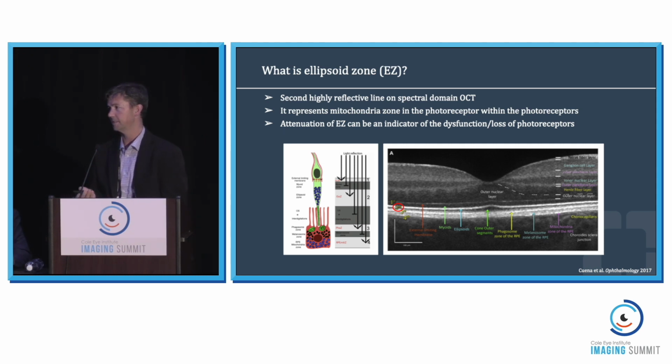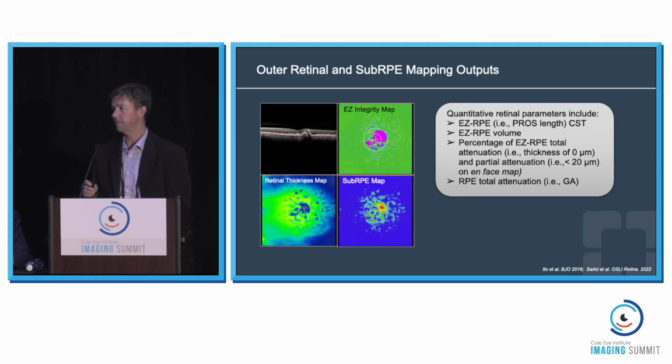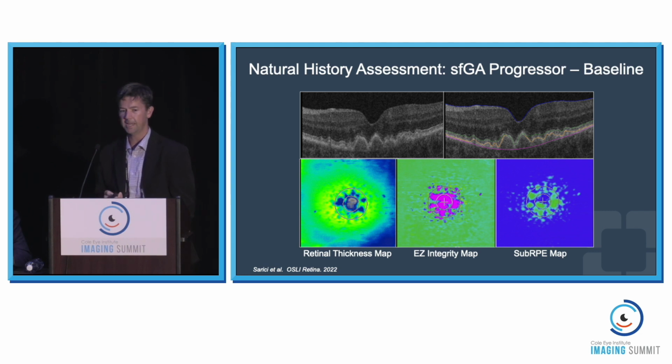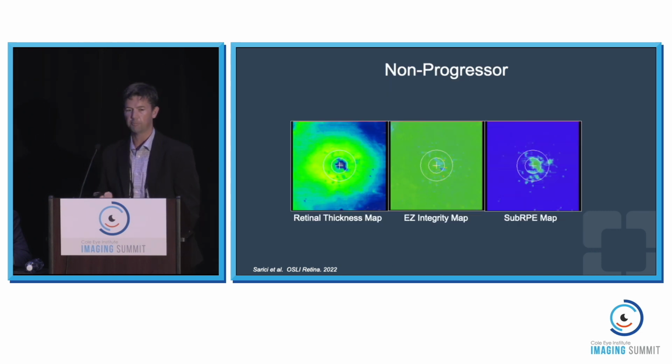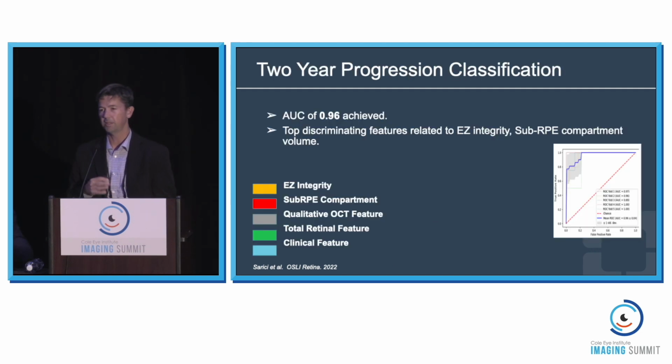One of the key things here is that ellipsoid zone integrity has been strongly linked to visual function in multiple different diseases. We now have the ability, using different technologies, to compartmentalize the OCT into where we think things are most important. We can see here an eye with intermediate AMD, and that ellipsoid zone integrity map shows significant loss of photoreceptor integrity. And just 2 years later, we see dramatic development of geographic atrophy in the area of photoreceptor loss. This is an example of a non-progressor over that same time. And when we look at this in a machine learning classifier, it's really some of these quantitative features that are most predictive of progression and may be important going forward.